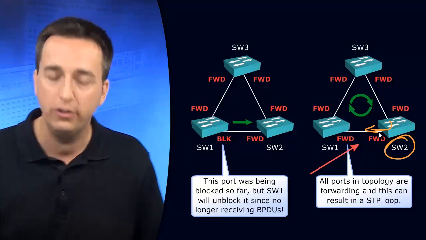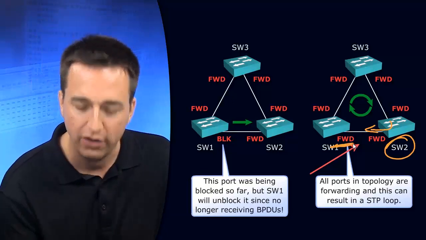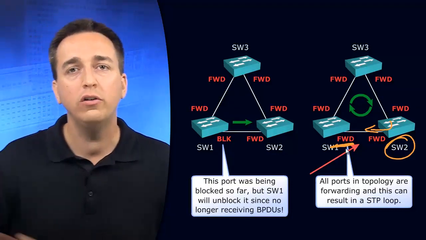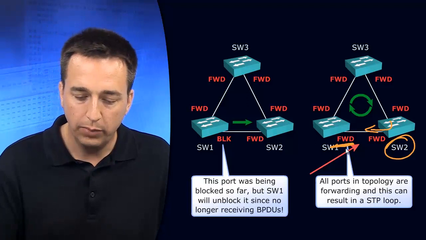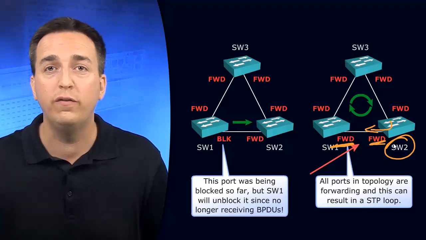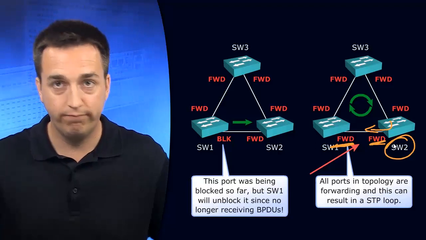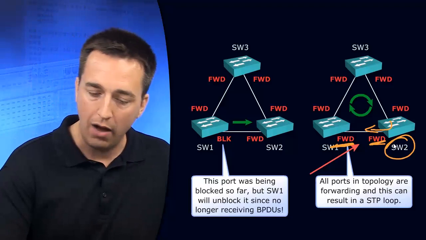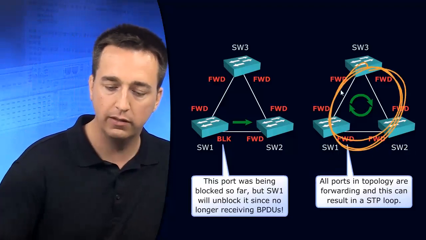So since the BPDUs are no longer received by this interface, it goes to the forwarding state. And when it goes to the forwarding state, because this is still in the forwarding state, because when spanning tree protocol fails, how does it fail? It fails open, meaning that all the ports go forwarding. So now what do we have? We have the loop you see here.